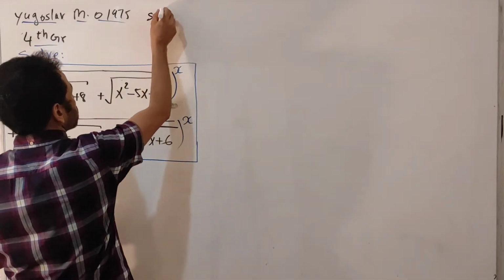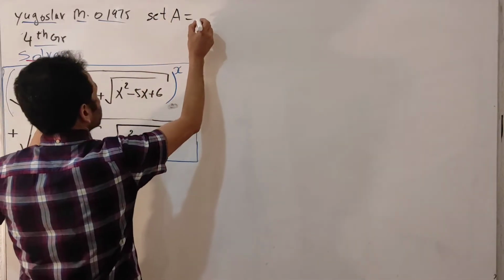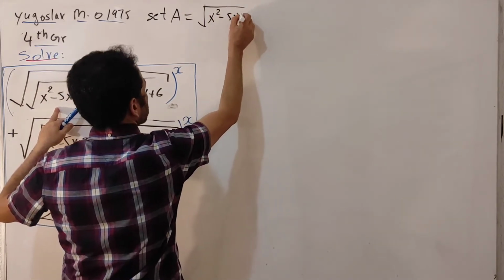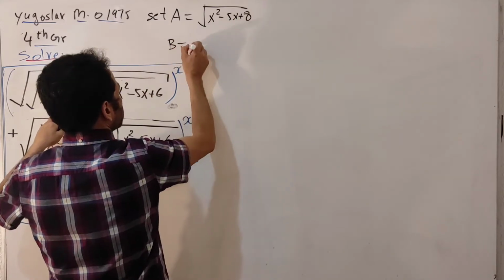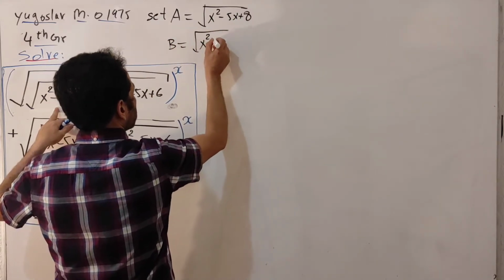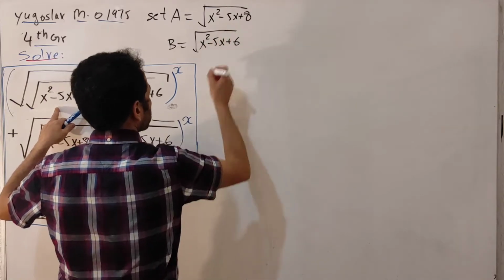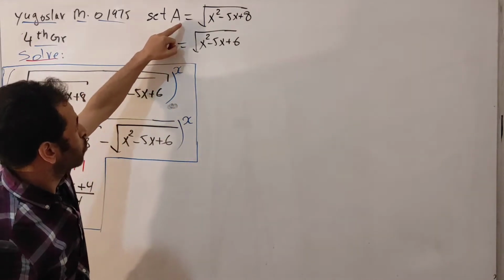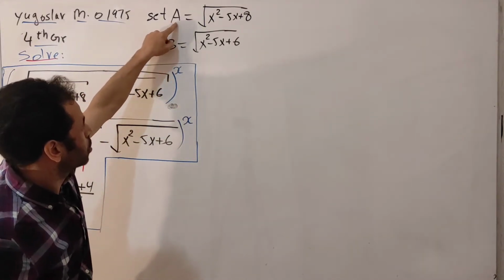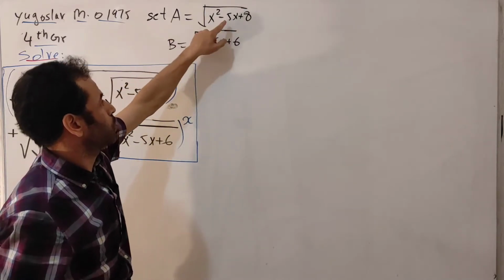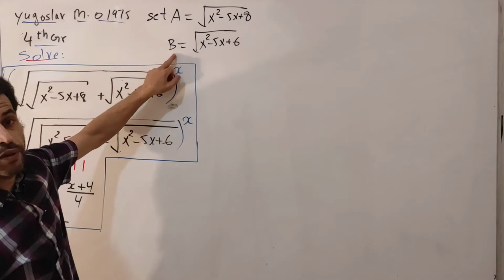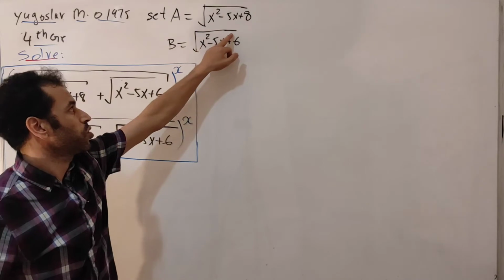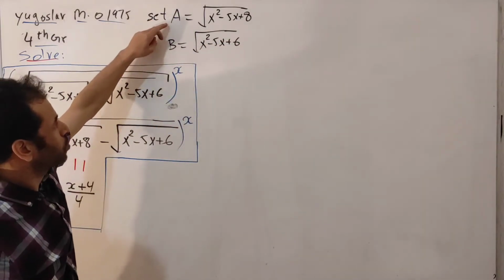So let's set capital A equals square root of x squared minus 5x plus 8, and capital B equals square root of x squared minus 5x plus 6. The next thing I'm going to do is raise both terms to the power 2. If I raise this one, I cancel out the square root, and the same for capital B because of the square. Then I'm going to take the difference of these two squares.